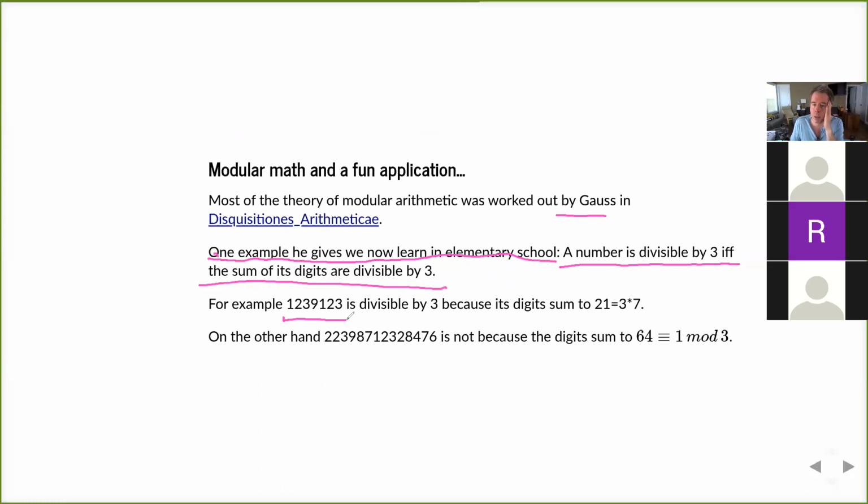So, is this divisible by 3? Well, you just add up its digits, 1 plus 2 plus 3 plus 9 plus 1 plus 2 plus 3, and it'll sum up to 21, and then 21 is divisible by 3, so the answer is yes. But then you can also quickly see that this number is not divisible by 3 because its digits add up to 64, and 64 is congruent to 1 mod 3, so 3 does not go evenly into it. So why is this true?